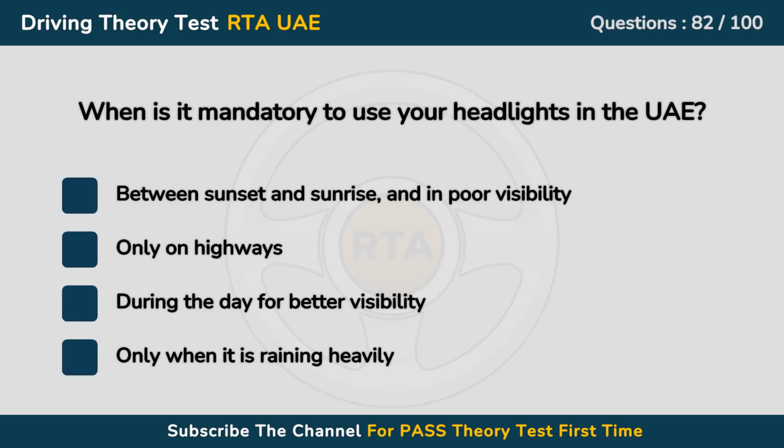Question 82. When is it mandatory to use your headlights in the UAE? A. Between sunset and sunrise and in poor visibility. B. Only on highways. C. During the day for better visibility. D. Only when it is raining heavily.